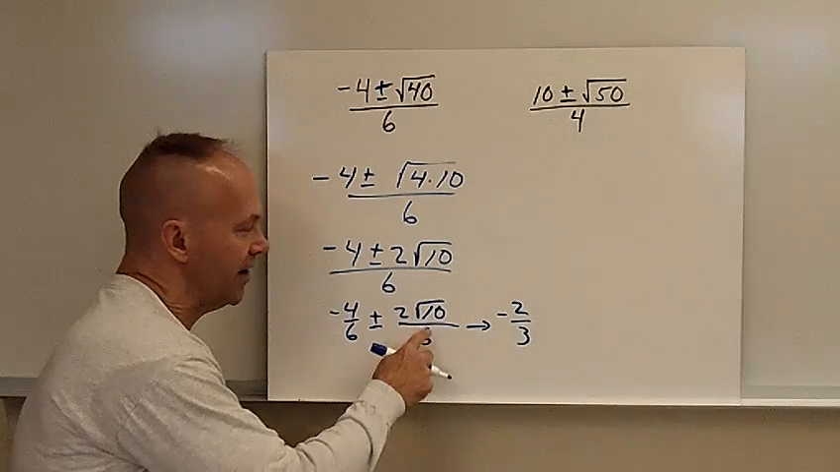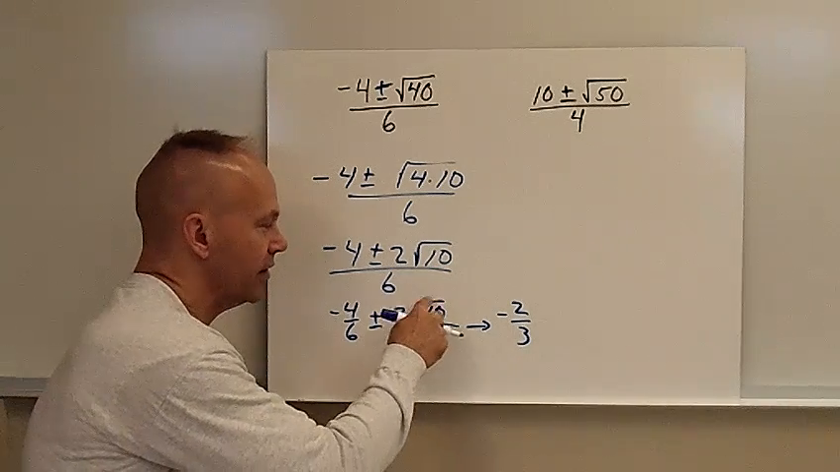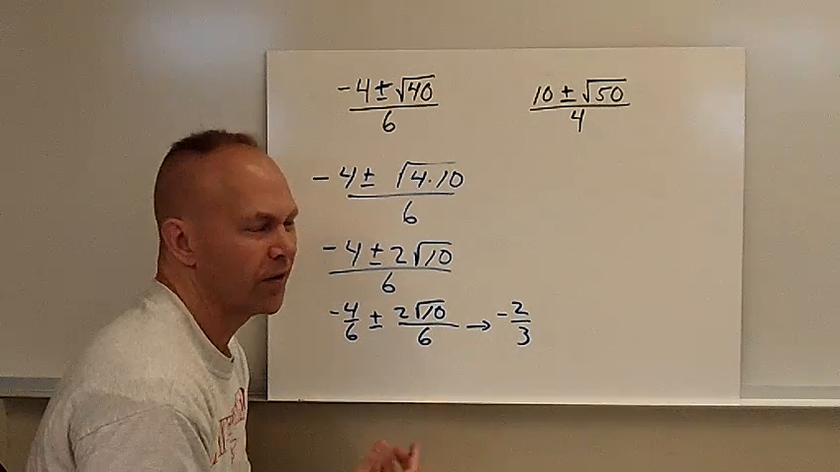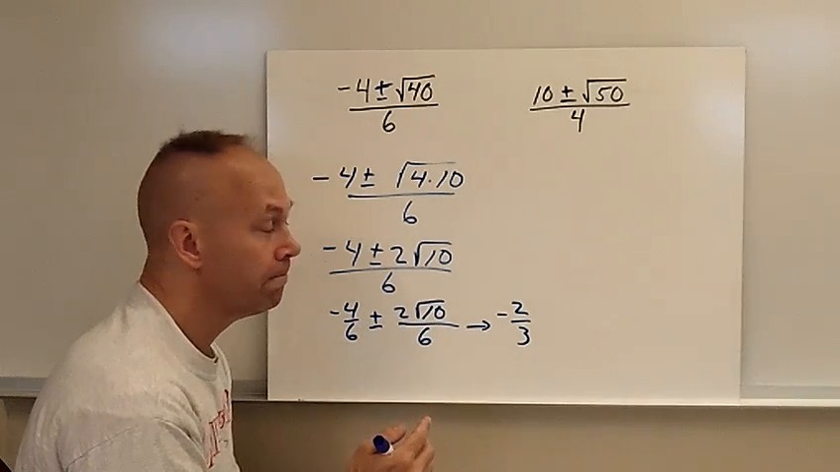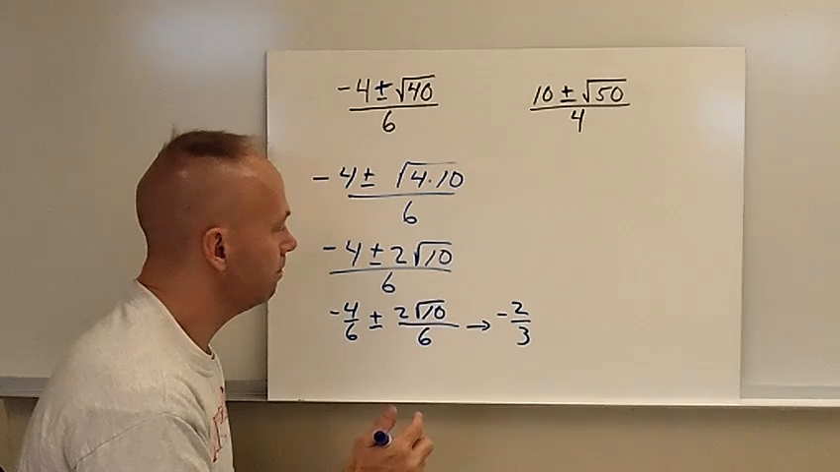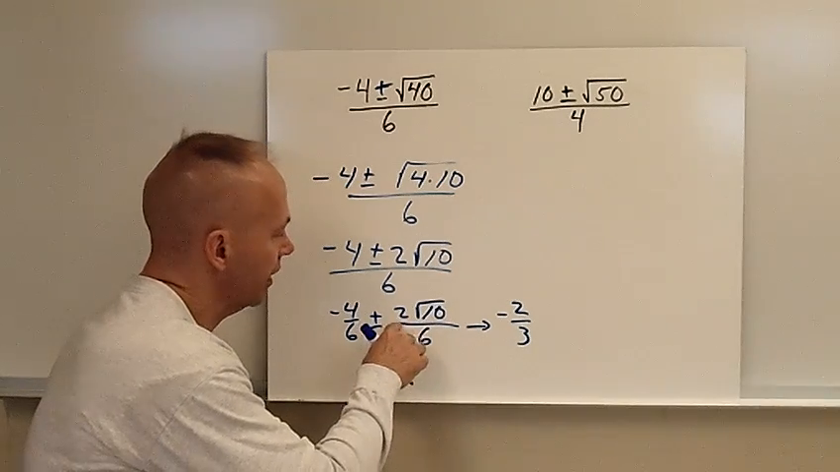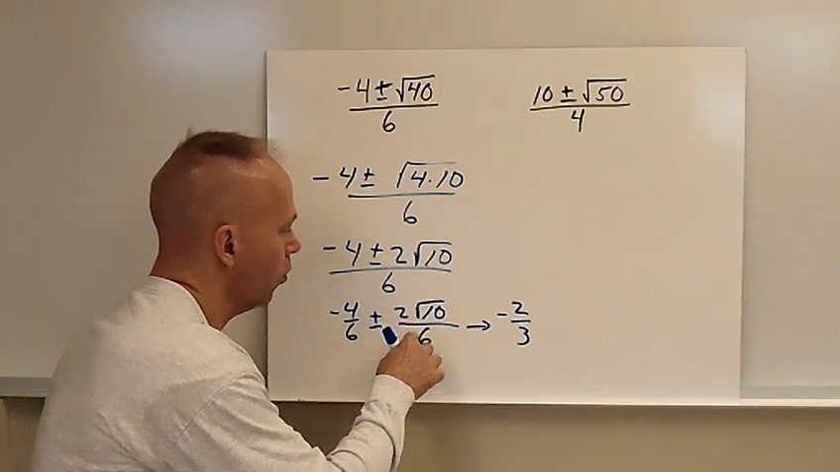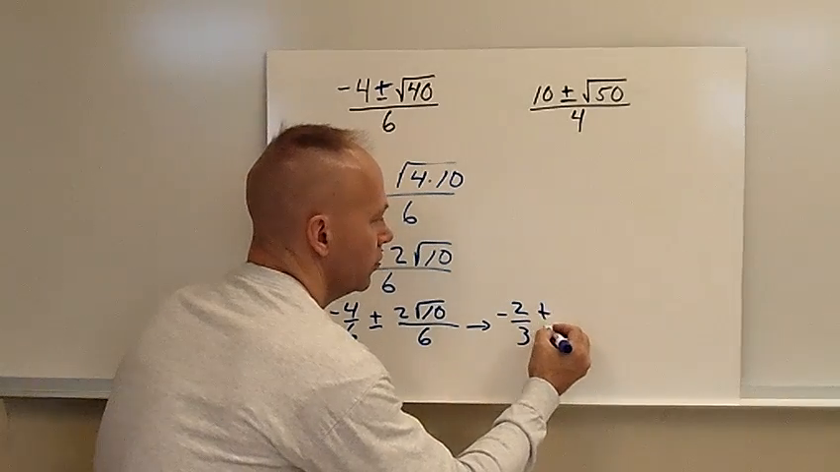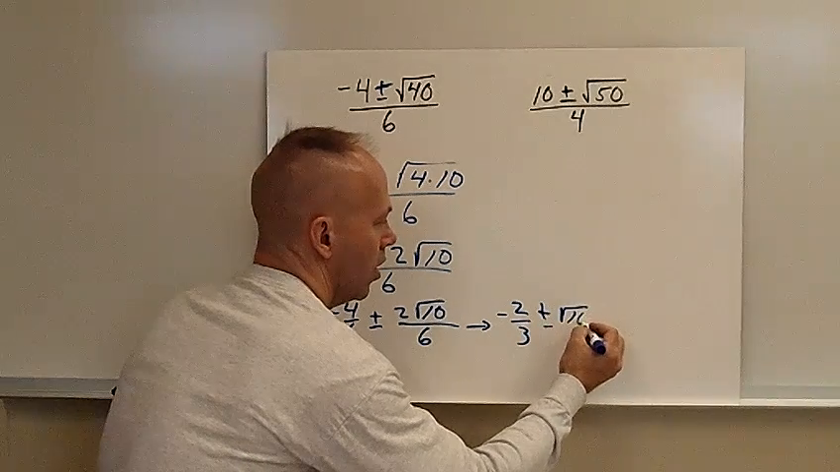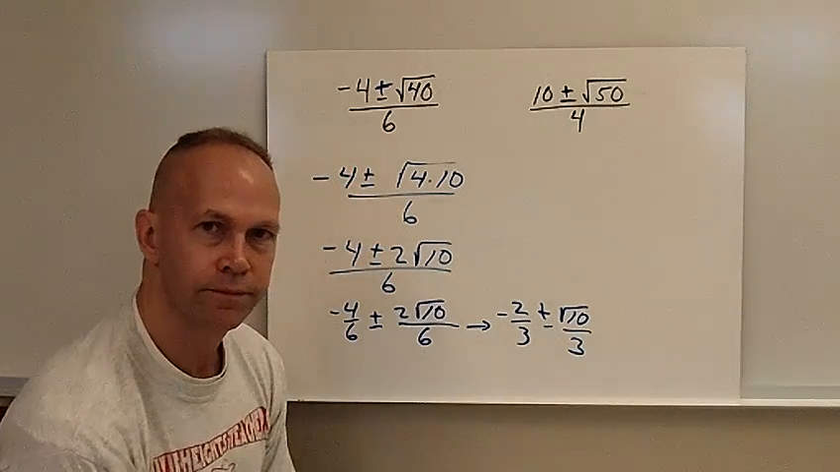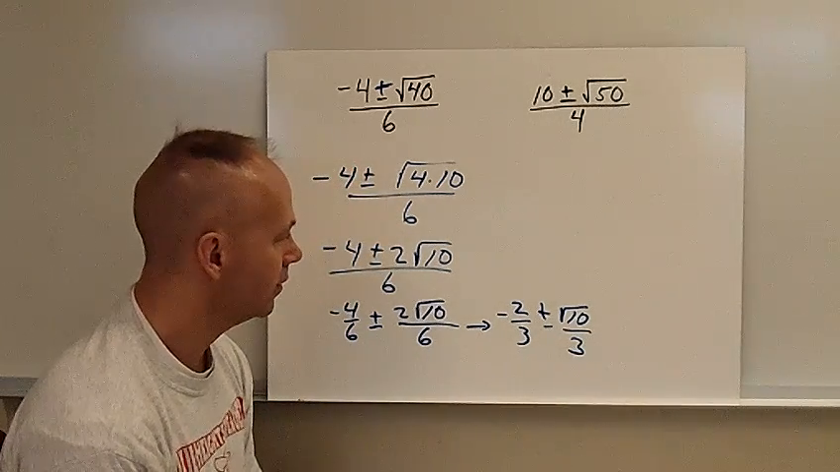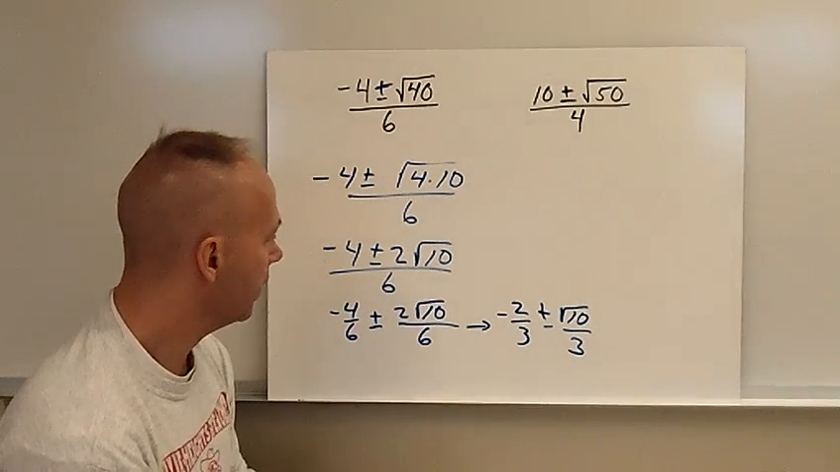Now, I can't divide inside the radical. That's on the order of an exponent. I do exponents before I do division or multiply. But what I can do is work outside. 2/6 simplifies to 1/3. So I get 1 radical 10/3. All right. Ugly looking guy.